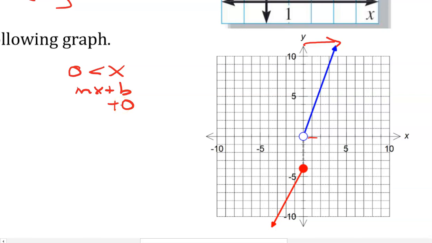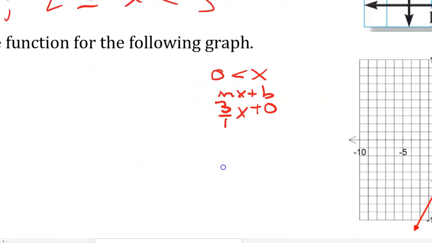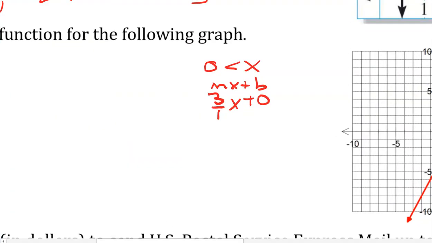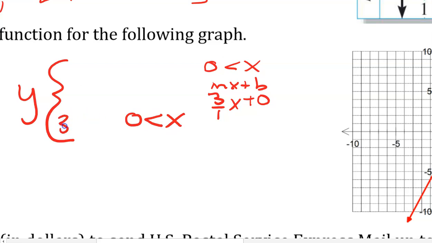Well, we can use our slope formula, or we could take a look at the graph and count. So on this graph, for every 1 x we go to the right, we go up 1, 2, 3. So our slope is rise over run, or 3x plus 0. So we will write, this is again listed as y. Sorry about that. For 0 less than x, we have 3x. We don't need to write the plus 0.